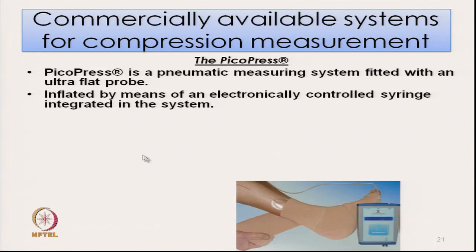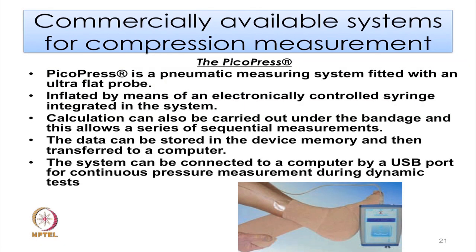After wrapping we have to inflate it by an electronically controlled syringe integrated in the system. It will be inflated and calculations can also be carried out by this sensor during the wrapping and also under the bandage, and this allows a series of sequential measurements. So, during wrapping we can measure and also under the bandage cover we can measure the pressure value.